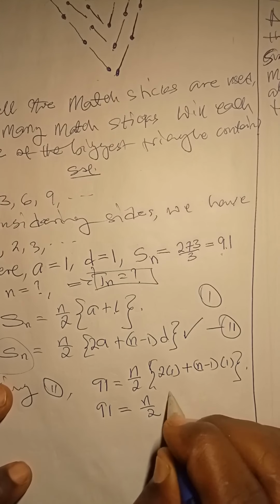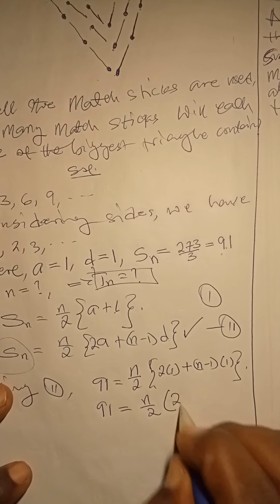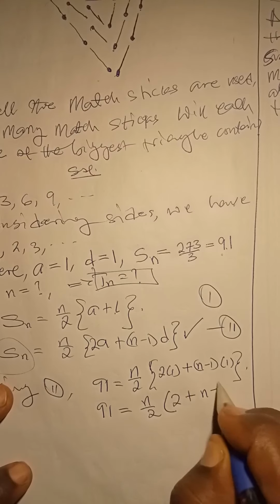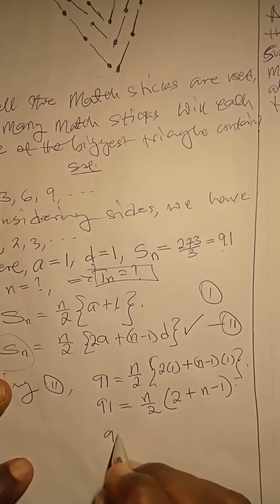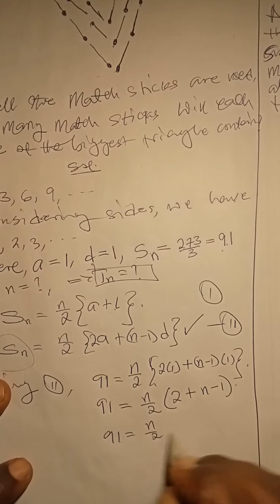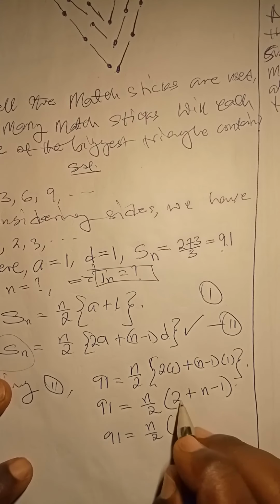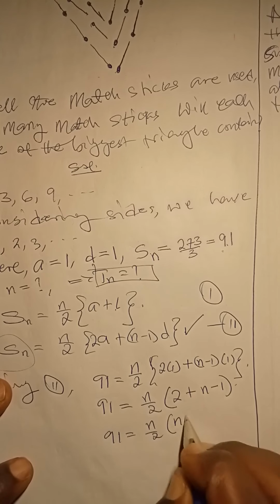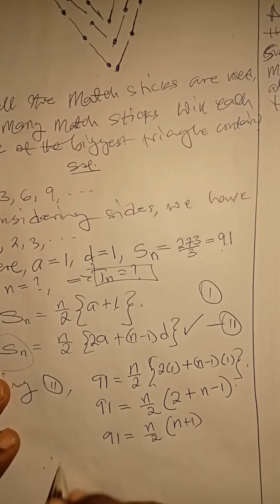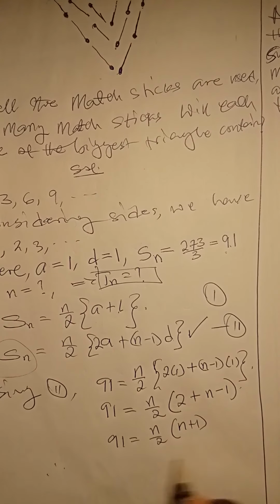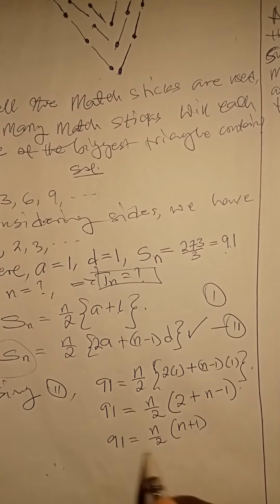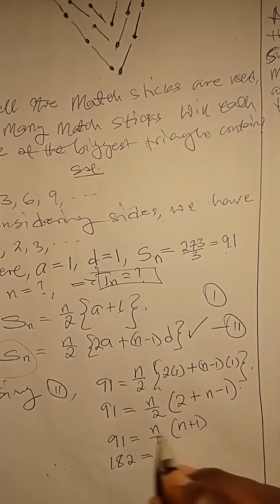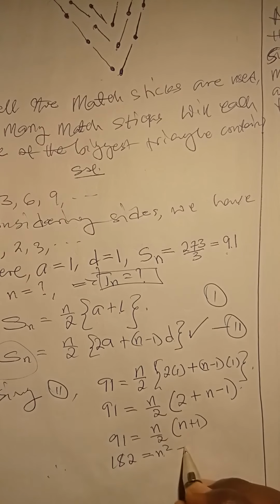Then I open this bracket. This one's inside: 2 times 1 is 2, plus n times 1 is n minus 1, like this. So I'm going to have 91 is equal to n divided by 2. So we have 2 minus 1 is 1, so n plus 1. So what do we have here? We have cross multiplying: this times 2 is 182 is equal to, open this bracket, n squared plus n.